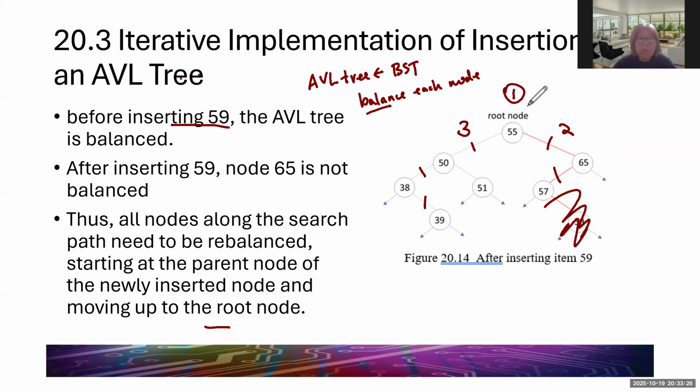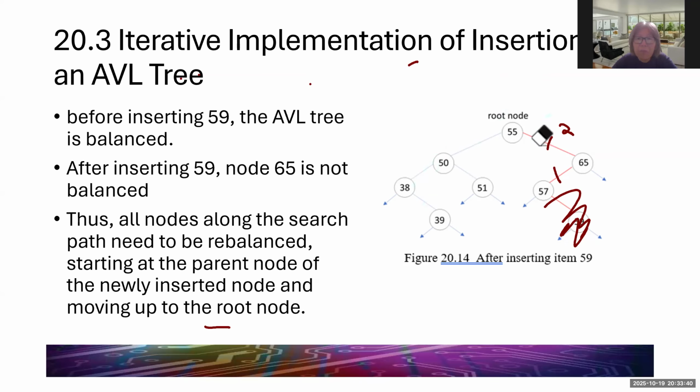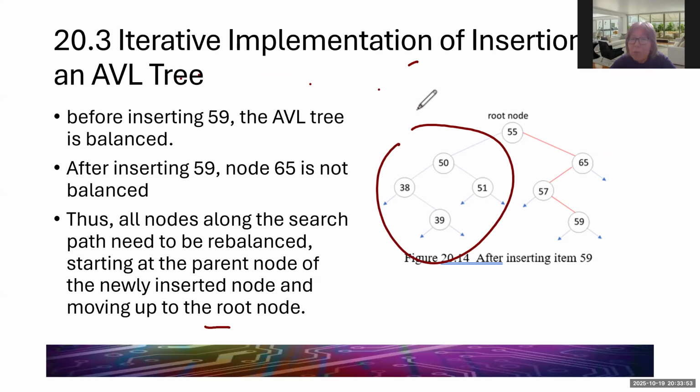Also for each node, node 50 is balanced, we can check, each one of them is balanced. And after we insert 59, all of these parts are not impacted.